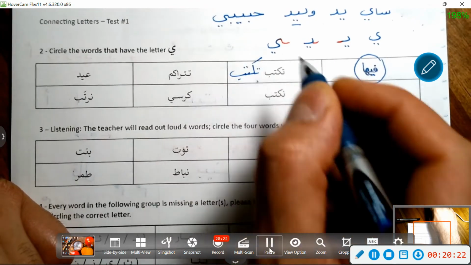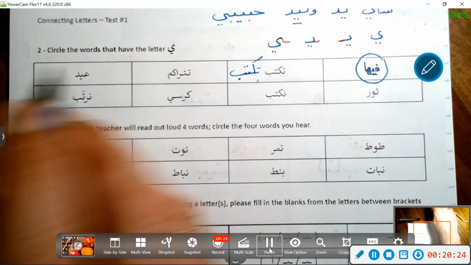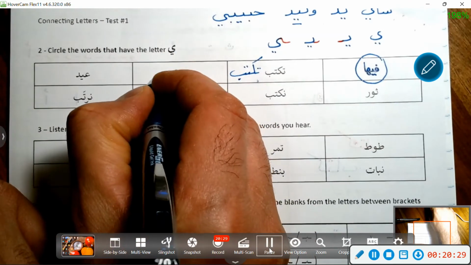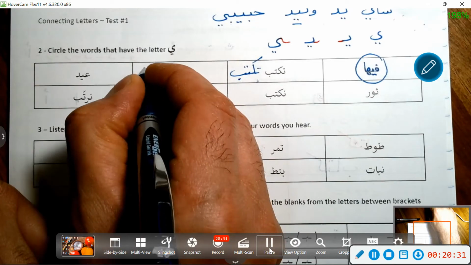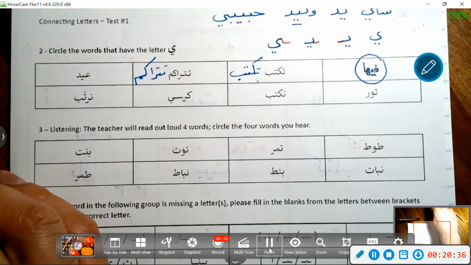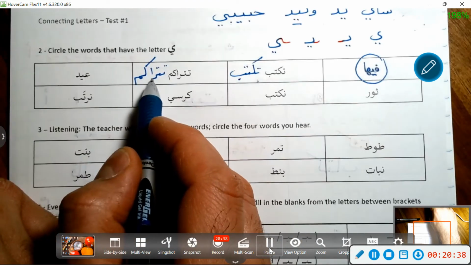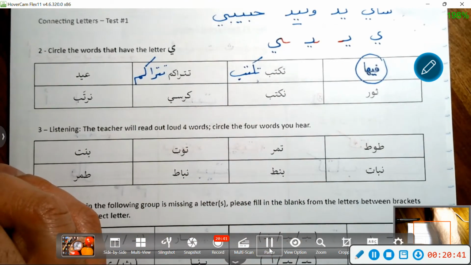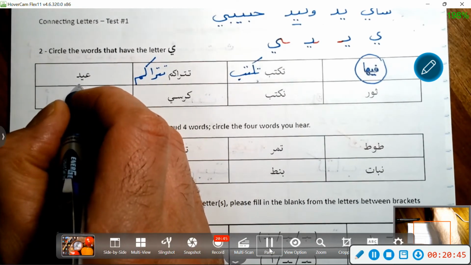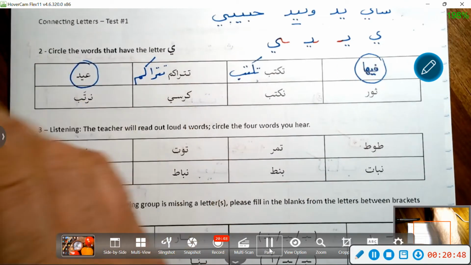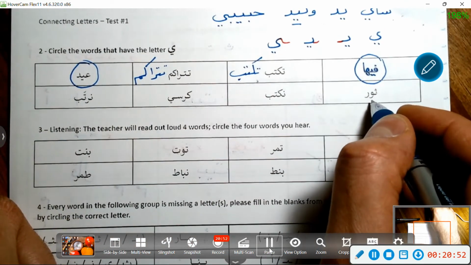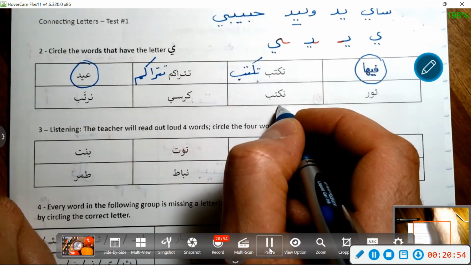Here tatarakam. There is no ya in it. There is ta, another ta, ra, alif, kaf, mim. Next word is Eid. We see ya at the middle, so we circle that. Thawr, it doesn't have a ya in it. Naktub, it doesn't have a ya. It's like taktub, but we start with a noon instead of ta.